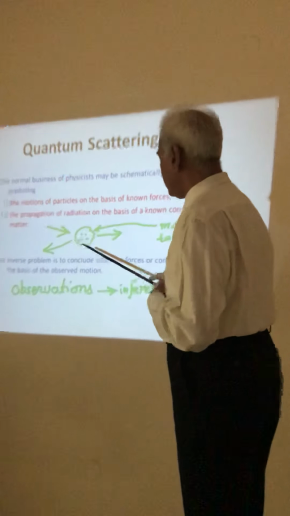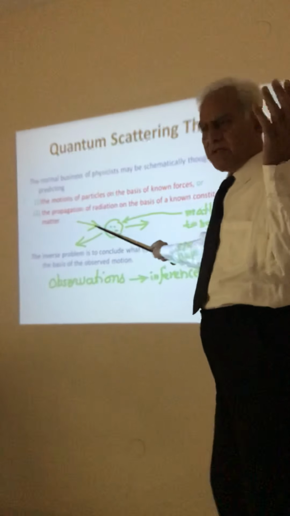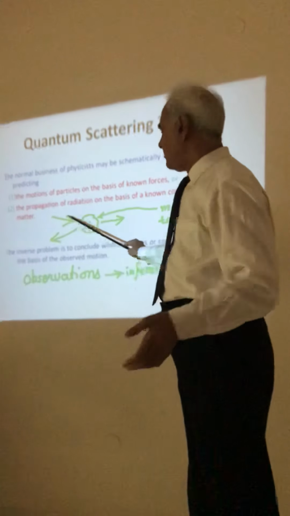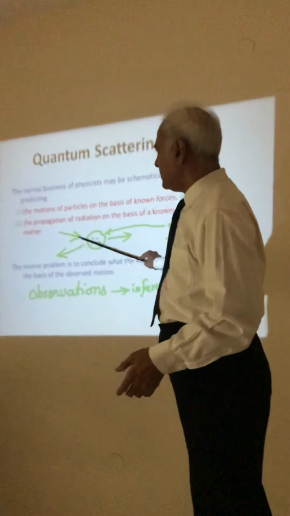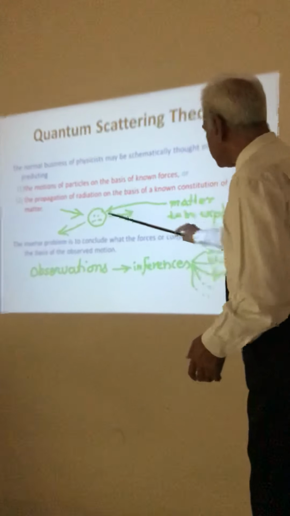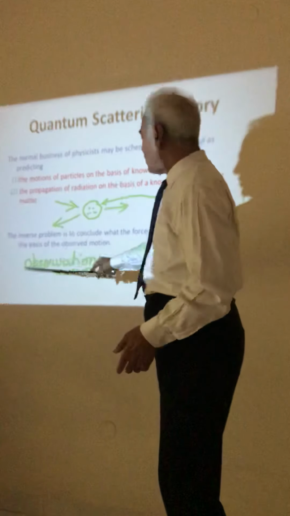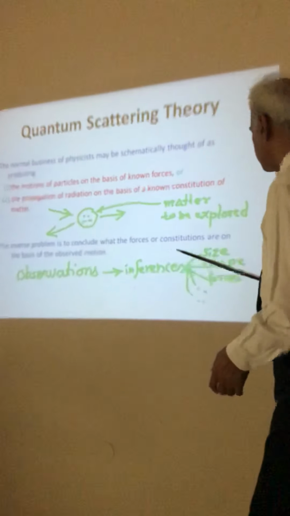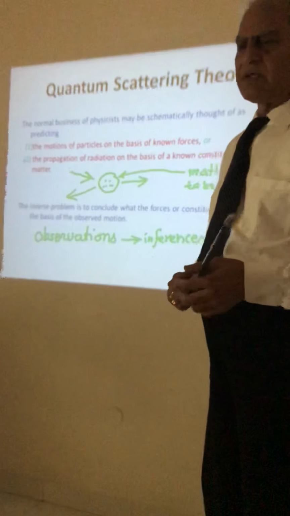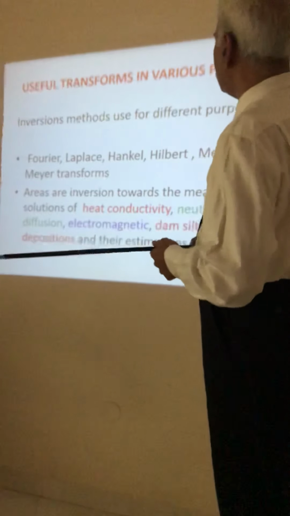Quantum scattering. Suppose this is nuclear matter, and this is the incident beam, just like in the LHC experiment in Geneva, Switzerland, where we have a certain laboratory. Now this is the incident, this is the scattered, this is the passing through. So this is the matter which we have to explore. You have the observations, and then using inferences, you find the structure by using inverse scattering.